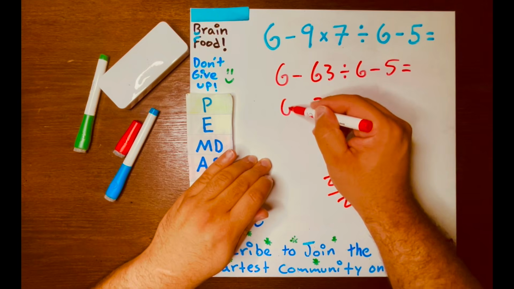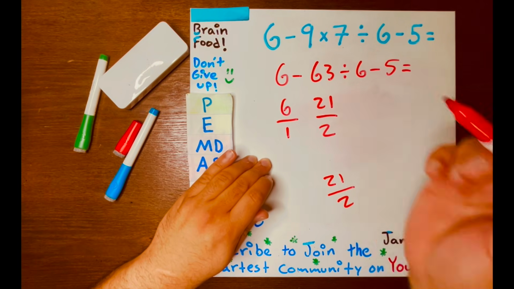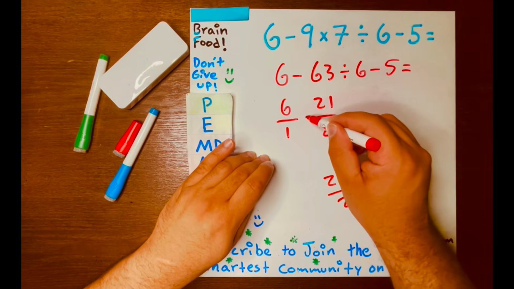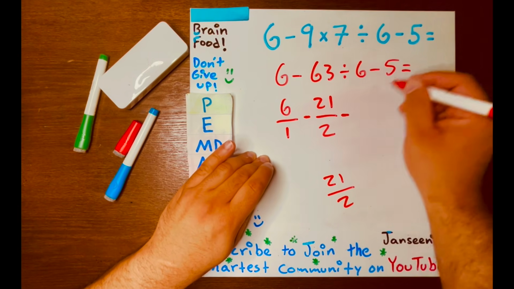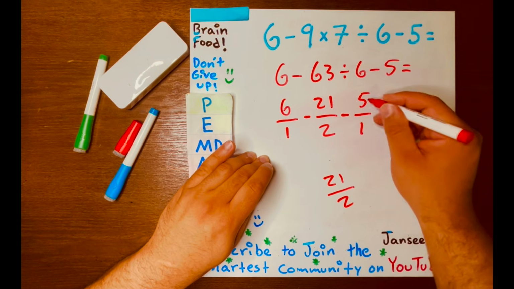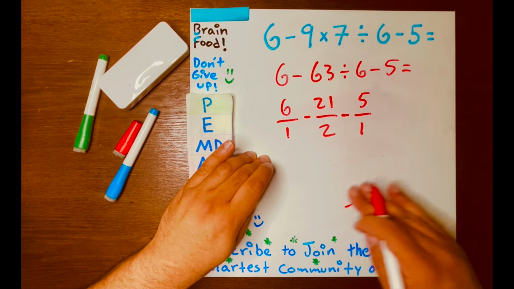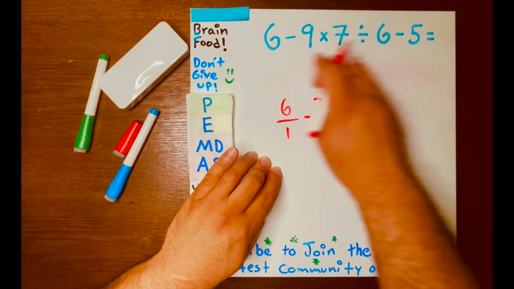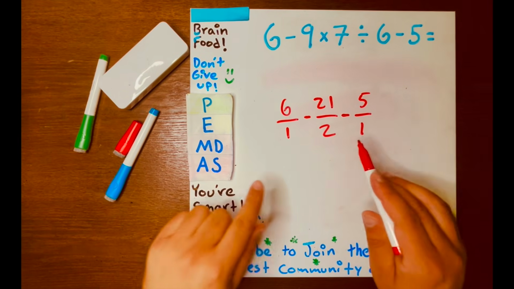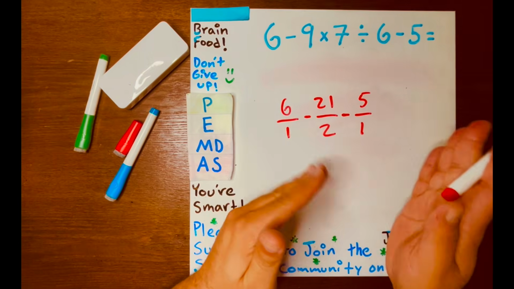So drop the 6, turn it into a fraction, 6 over 1, minus 21 over 2, minus, turn the 5 into a fraction, 5 over 1. And notice that I am subtracting fractions, and I start from left to right, not right to left.